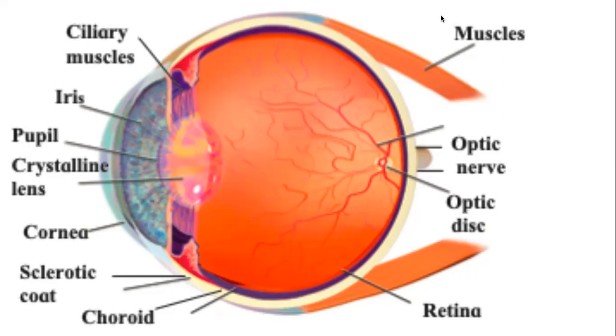So although we say that we need our eyes to see, there are other organs also which are involved in the process of seeing, or we can say vision.